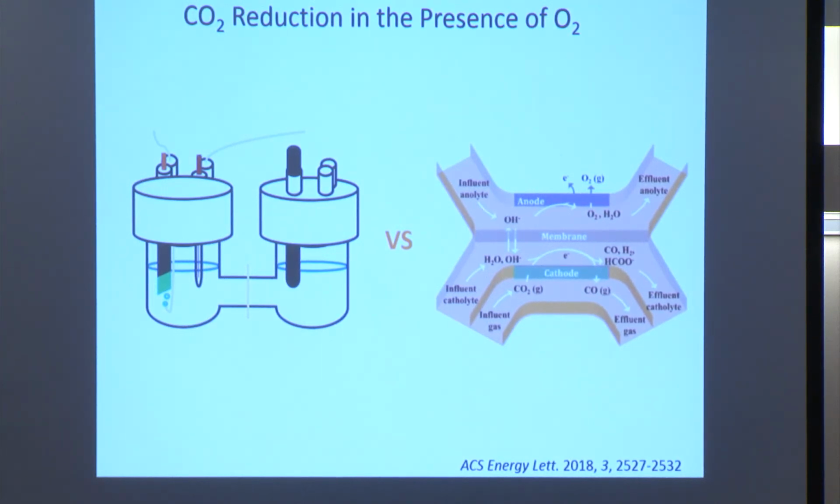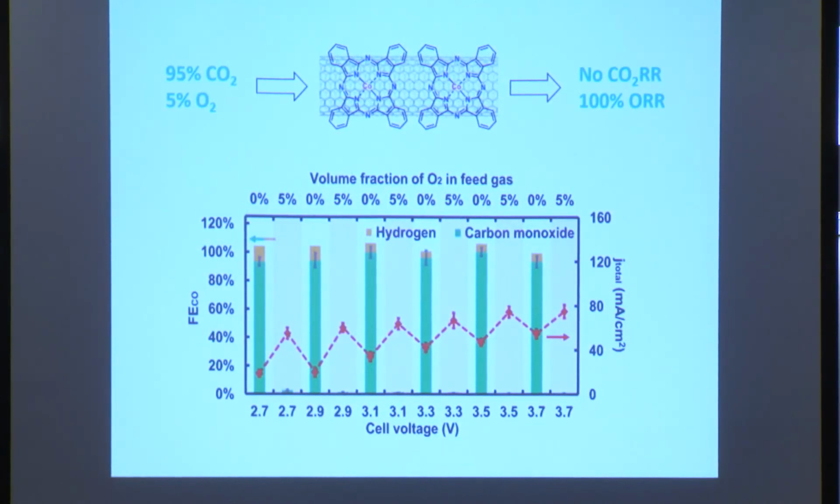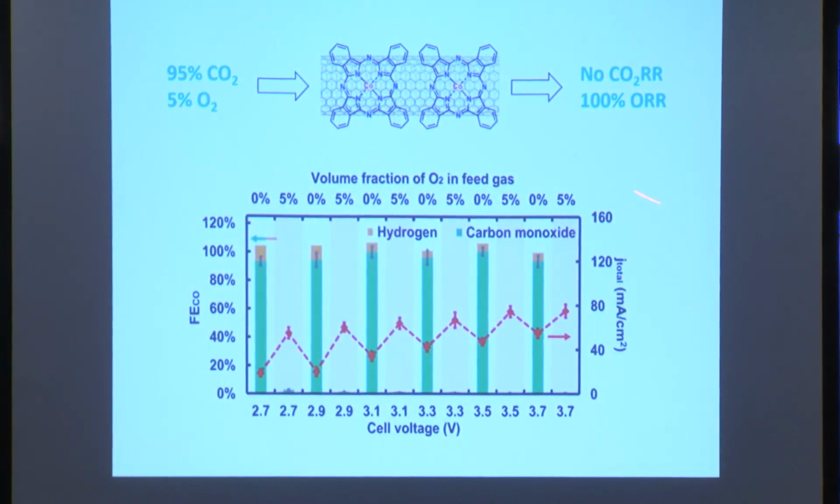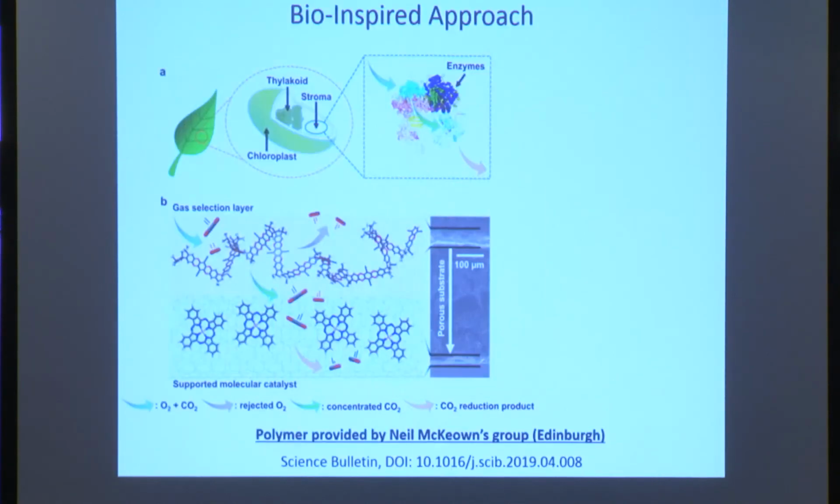If you run it in a more electrolyzer-compatible setup, like a gas diffusion electrode flow cell, then the real thermodynamics and kinetics will come into play. What we did is, with a catalyst, only 5% of O2 mixed with carbon dioxide can completely kill the activity of carbon dioxide reduction. With only 5% of O2, you see no CO2 reduction, all oxygen reduction. Because the thermodynamics is 1 volt different, it's very tough to solve by modifying the catalytic site. So what you need to do is modify the environment where the catalyst is working.